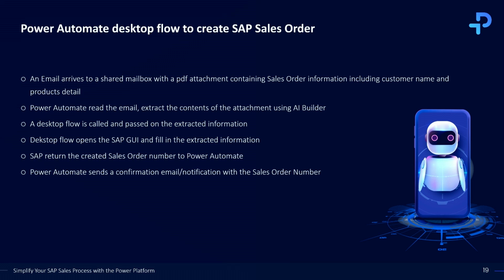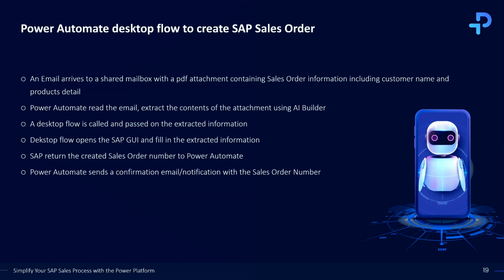This is about creating the same sales order in SAP, but using desktop flow. Desktop flow does not involve any APIs. It does not connect to your SAP backend. So if you are worried, you don't want to expose your SAP core or your integration layer or your API layer to an external system, it's totally fine.